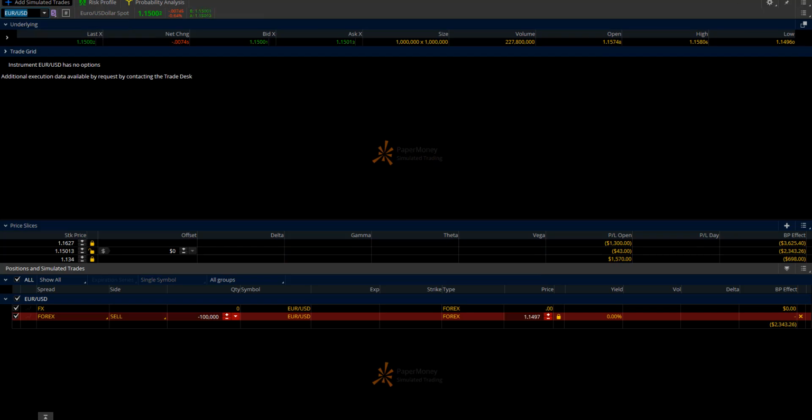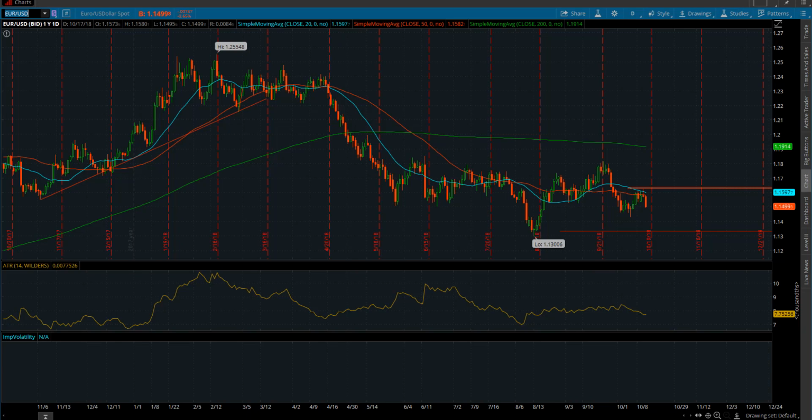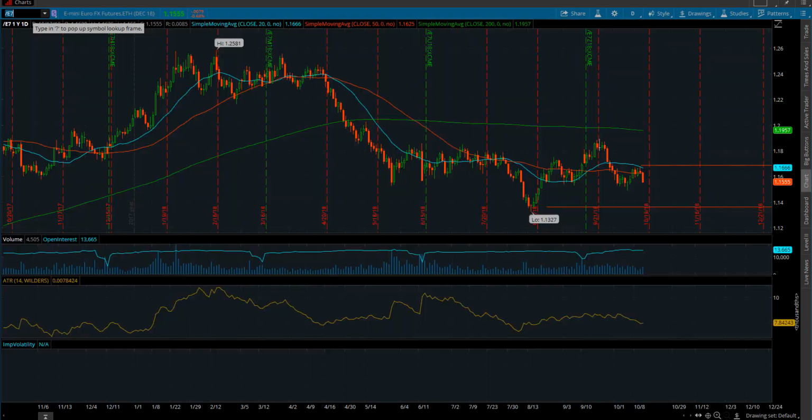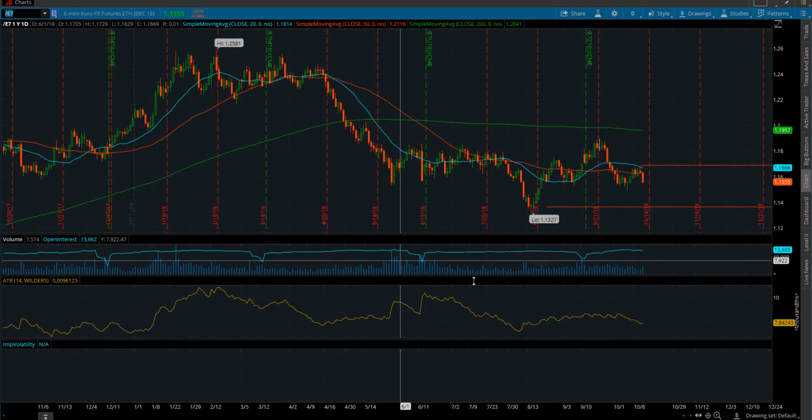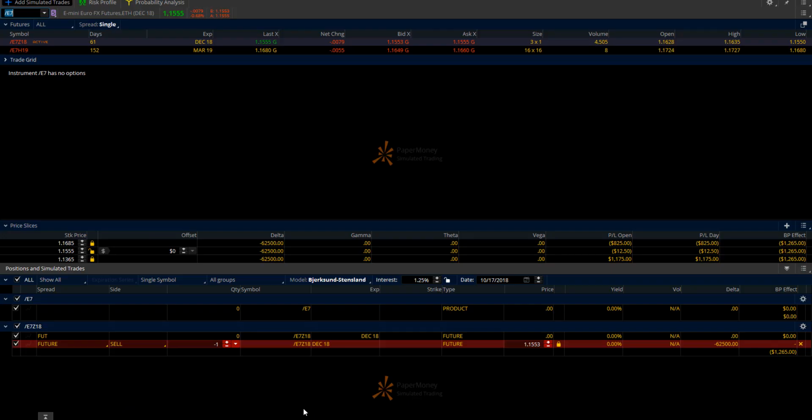The only thing I don't know, Matthew, is how liquid the euro dollar forex futures contract is actually going to be traded 24 hours a day. I'm sure that it is because forex markets are 24 hours a day. I don't trade that product that much. If I was going to trade the euro dollar, I would probably choose the Forex pair because I understand that product very well. I've traded it for a very long time. These E-minis are very popular in the futures market.